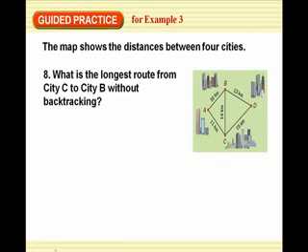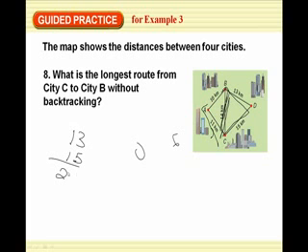And there they are adding them up. What's the longest route from city C to B without backtracking? Well, I know the shortest one, C to B, is right over here. But B to C, you can go B, A, C, or you can go B, D, C. And B to D and D to C is longer, so that would be the longest route. 13 plus 15, which is 28 kilometers.